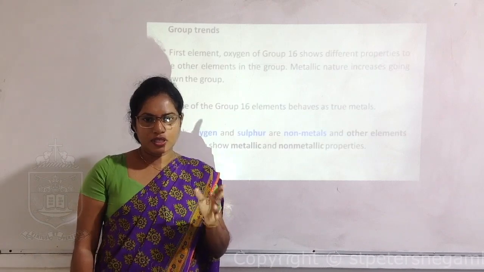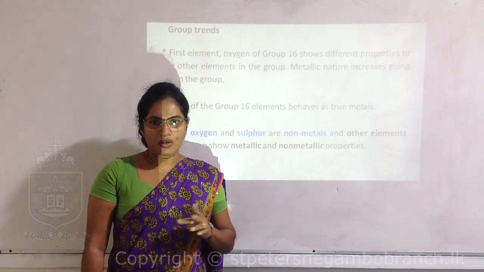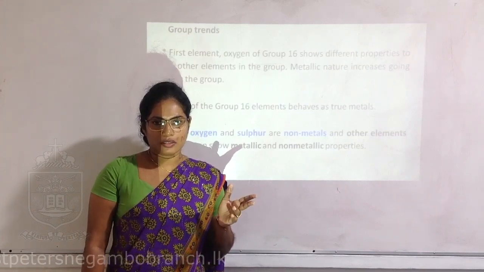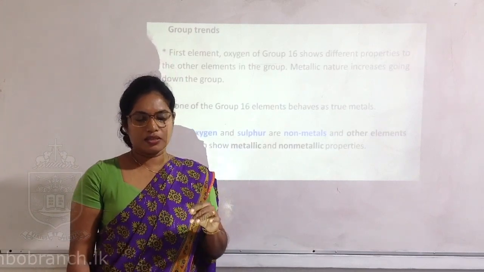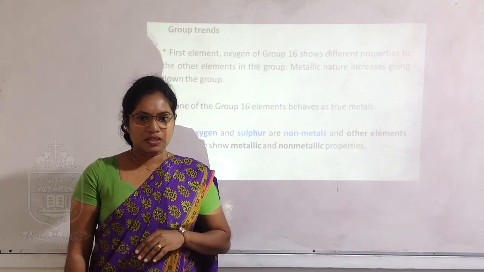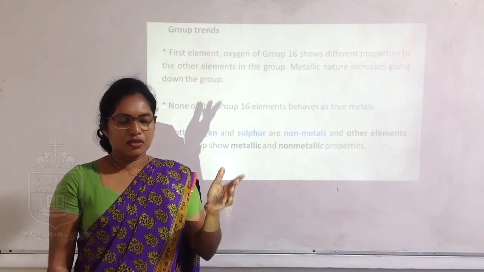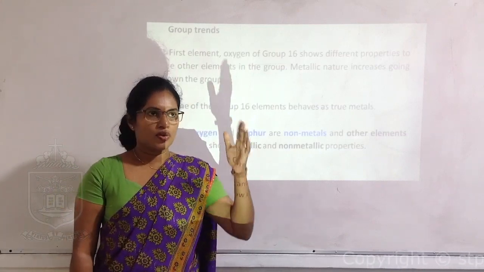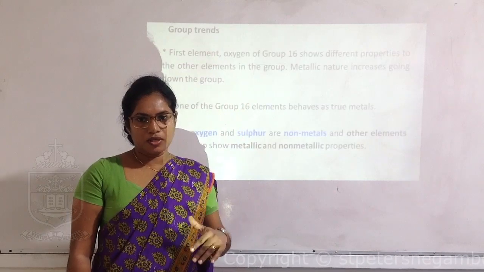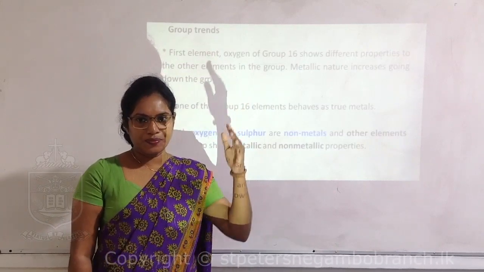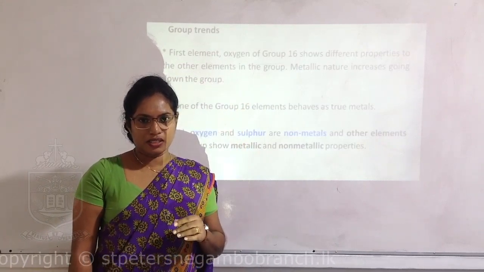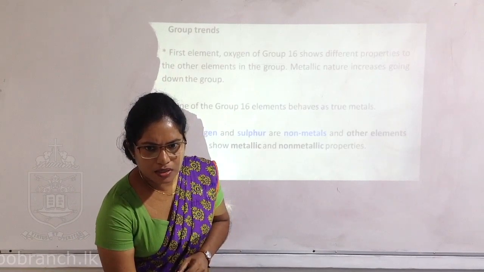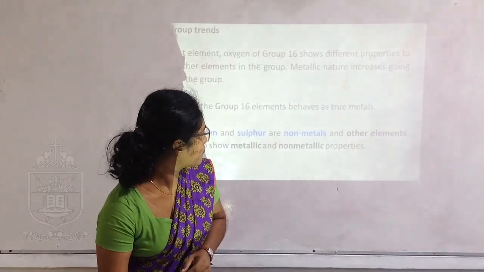both oxygen and sulfur are non-metals and the other elements in that group are metallic and non-metallic elements. So, if we consider the metallic nature, when we go from top to bottom, the metallic nature increases. Then there are some other group trends also.